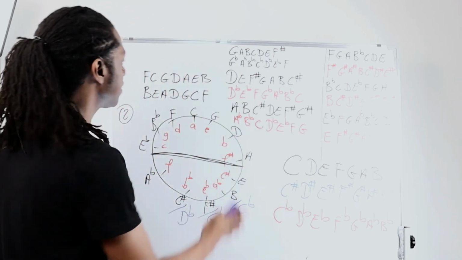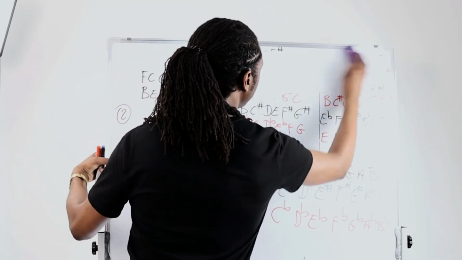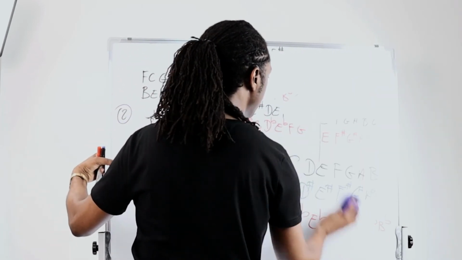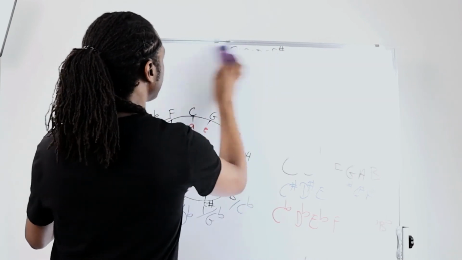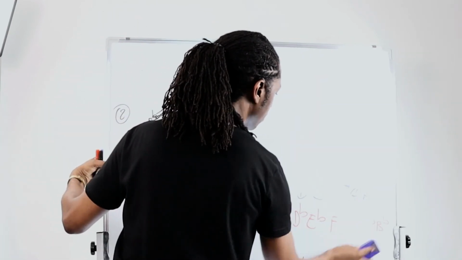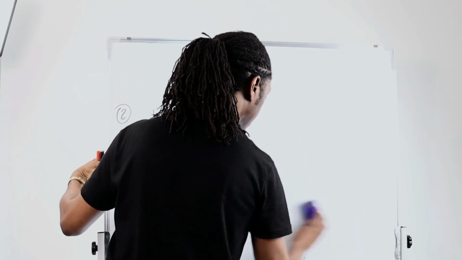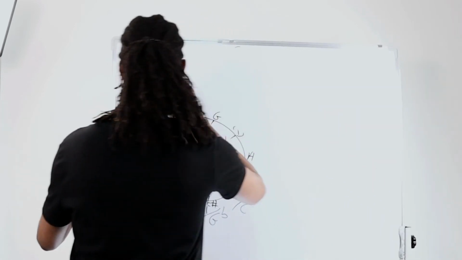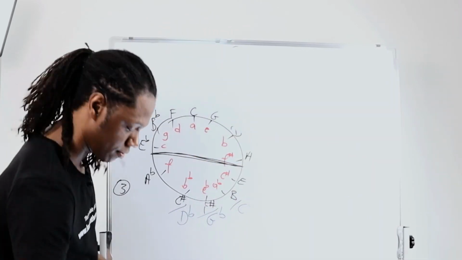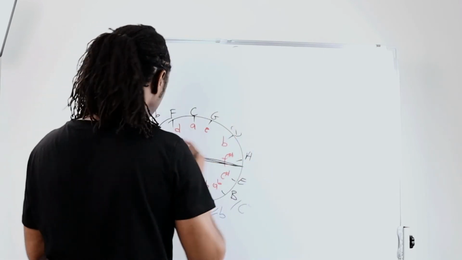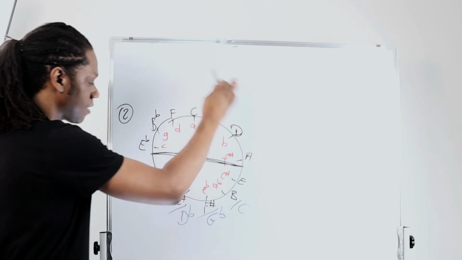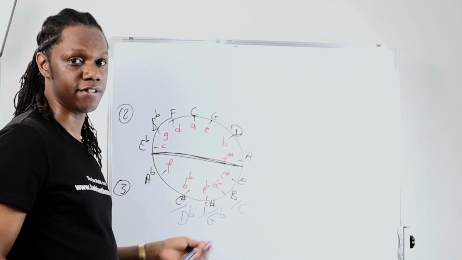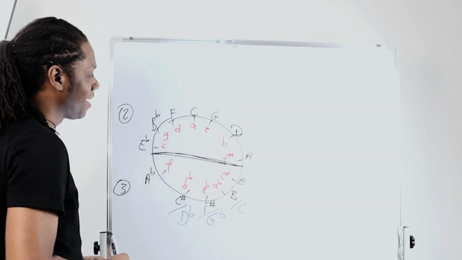Now, let me erase this and show you something that I find to be very important for you to remember, which you are going to find to be very useful once you learn the circle of fourths and fifths. Check this out. So, all your major pentatonic scales are on the circle of fourths and fifths. All of them.